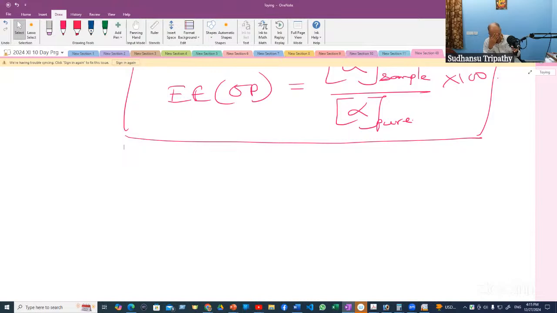Let me again explain to you. Had it been 100% pure D-butanol then alpha specific would have come 20 degree, but the sample that you were given, you found in the polarimeter alpha specific to be +10 degree. So enantiomeric excess as per the formula is 10 by 20 into 100, 50%. So 50% excess of D-butanol is there.